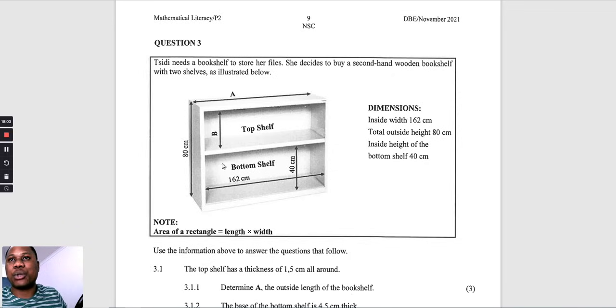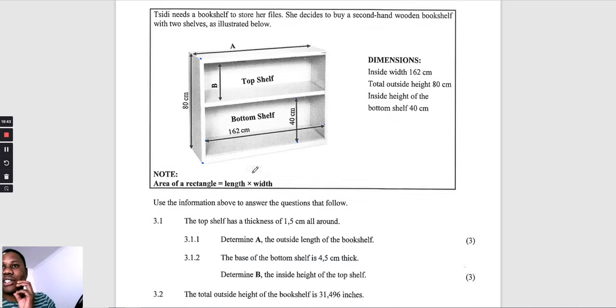So I just want to show what is happening. When they say the total, that means it's from this corner here all the way to the top here. Then the total inside width is from here, not from the outside, but here up until here, meaning that they have left out the thickness. Again, they say the inside height of the bottom shelf, from here to here, is 40 centimeters. Right, they say the area is equal to length times breadth.